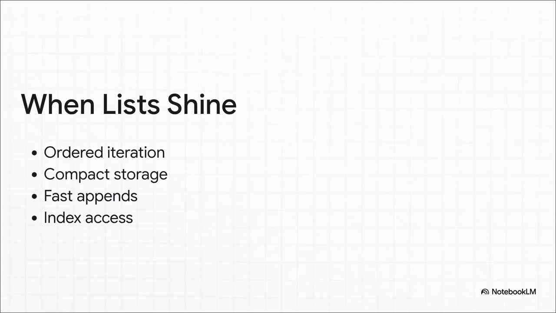But hold on, we definitely shouldn't just throw lists in the trash here. Lists aren't inferior, they're just optimized for different things. If you tried to replace every list with a dictionary, you'd be making a massive mistake. Lists are absolutely essential when you need ordered iteration, when you want compact storage with very little overhead, or when you specifically need fast, random access by a numeric position. Choosing your data structure is really all about matching the tool to the specific operation you're trying to perform.